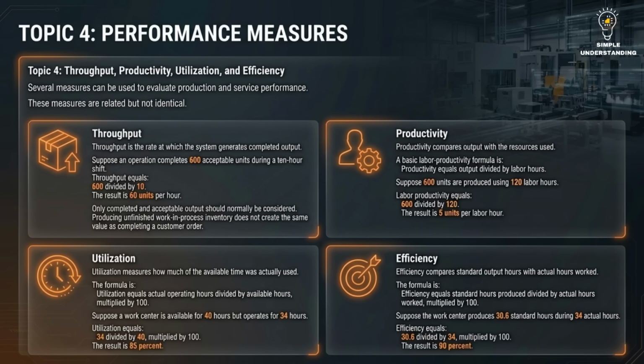Efficiency. Efficiency compares standard output hours with actual hours worked. The formula is efficiency equals standard hours produced divided by actual hours worked, multiplied by 100. Suppose the work center produces 30.6 standard hours during 34 actual hours. Efficiency equals 30.6 divided by 34, multiplied by 100. The result is 90%.